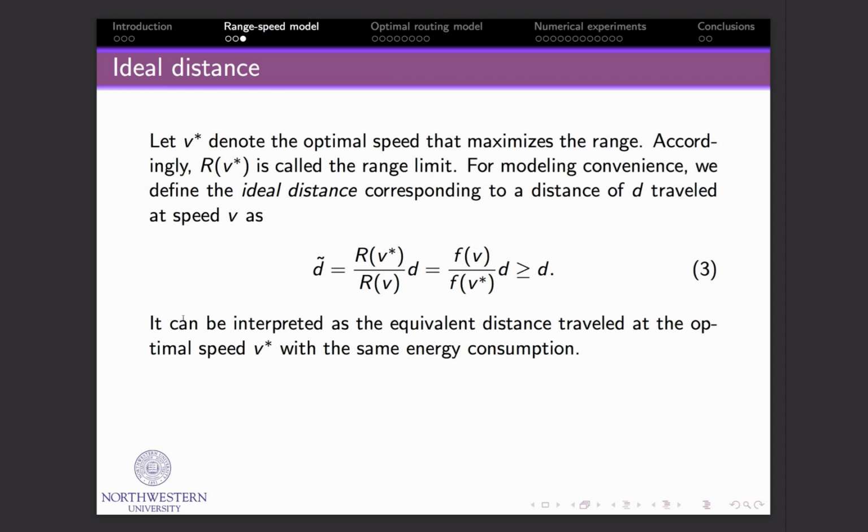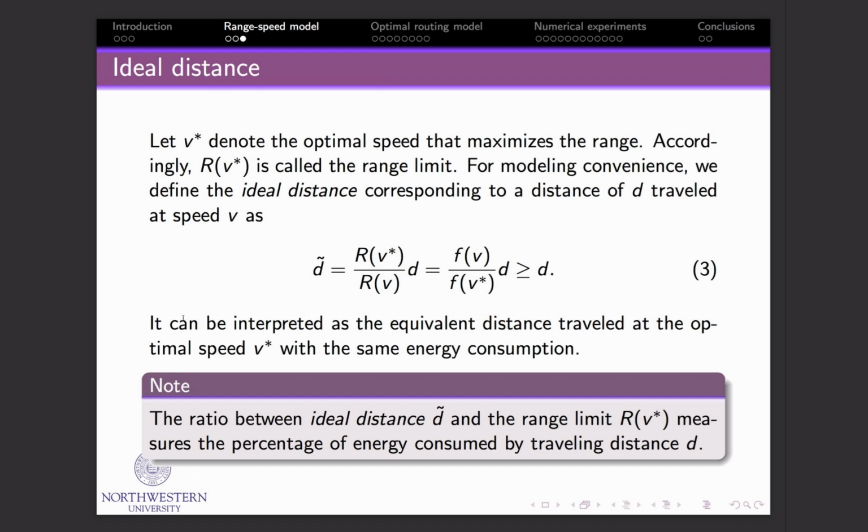With this, we now need to introduce the concept of ideal distance. We start with the optimal speed that maximizes the range, and accordingly, R(v*) is called the range limit. For modeling convenience, we define the ideal distance corresponding to a distance d traveled at speed v as R(v*) divided by R(v) times d, as shown here in equation 3. This ideal distance can be interpreted as the equivalent distance traveled at the optimal speed with the same energy consumption.